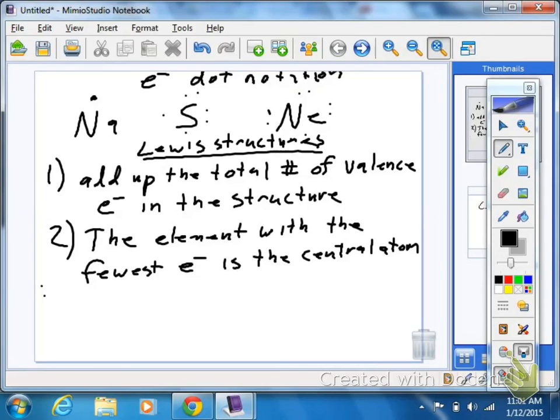Alright, there's one exception though. This atom never goes in the middle. Which one never goes in the middle even though it has the fewest? Hydrogen. The exception is hydrogen.